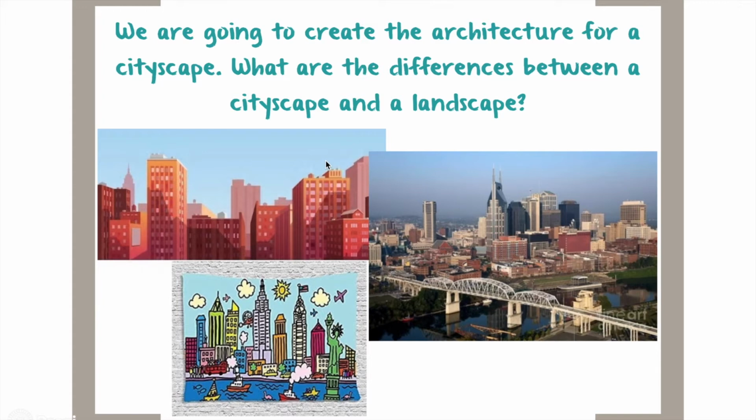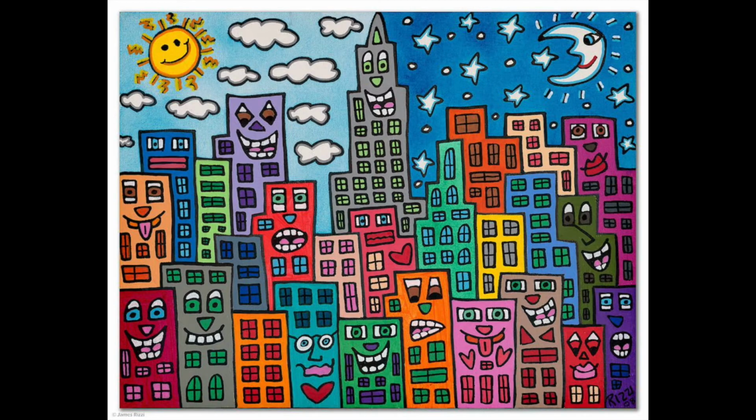We're going to make some cities inspired by the artist James Rizzi. James Rizzi was an artist who made lots of pictures of cityscapes because he loved his city, New York City. All of his cityscapes have really fun, silly faces, and they're really bright colors. He really loved to spread joy and really wanted everyone to remember that we shouldn't take what we have for granted. And so he loved to spread that joy.